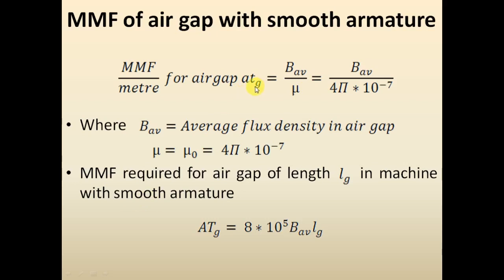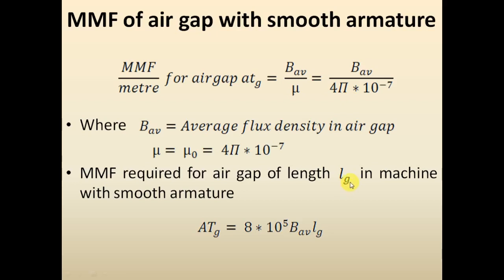So this is H for the air gap, which is represented as small at suffix g, which is equal to average flux density in the air gap divided by the permeability. The permeability of air gap is nu 0 and its value is 4 pi into 10 raised to minus 7. After making this substitution and solving this, you will be able to get the mmf per meter for air gap is equal to 8 into 10 raised to 5 B average. That is actually the mmf per meter for air gap.